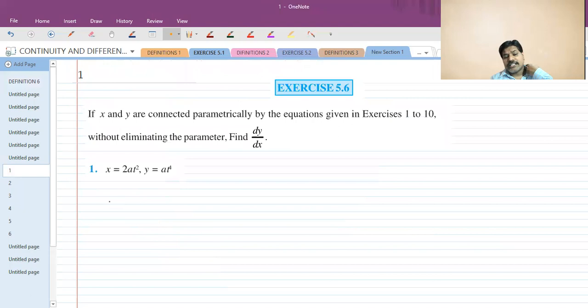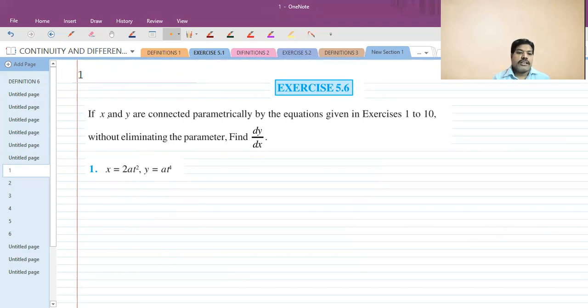Start the exercise 5.6. The first question: you have to understand that x and y are connected parametrically by the equations given in exercises 1 to 10, without eliminating the parameter. Why? Because there is a relation between these two. If you solve these two terms, you will get one relation and automatically the t value will be eliminated. But they are saying don't eliminate the parameter. With the parameter only you have to calculate the dy by dx value.